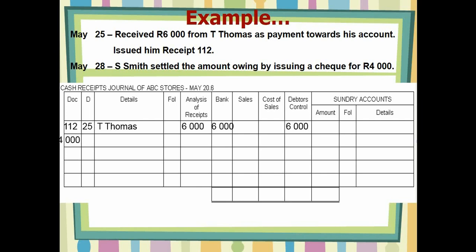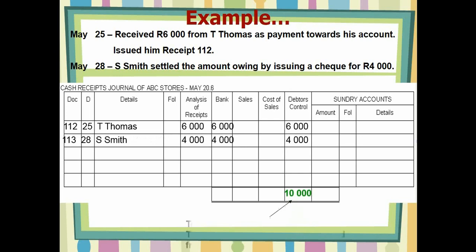The next one, on the 28th, 113 is the document number. S. Smith has settled the amount owing. That means he's paid us in full. He's paid us 4,000 Rand, so it goes into analysis of receipts, bank, and Debtors Control.